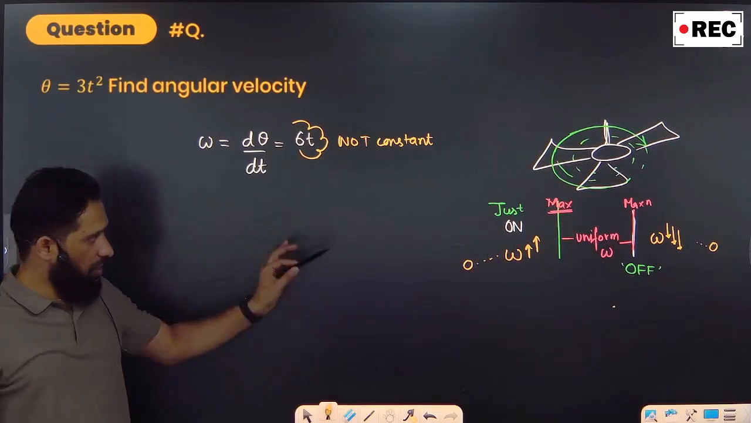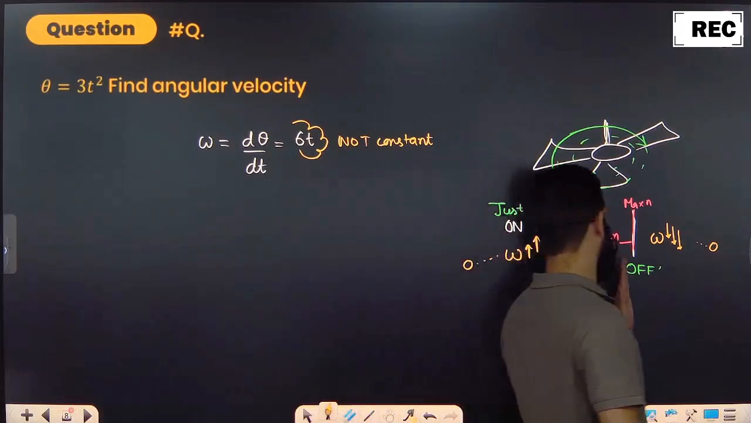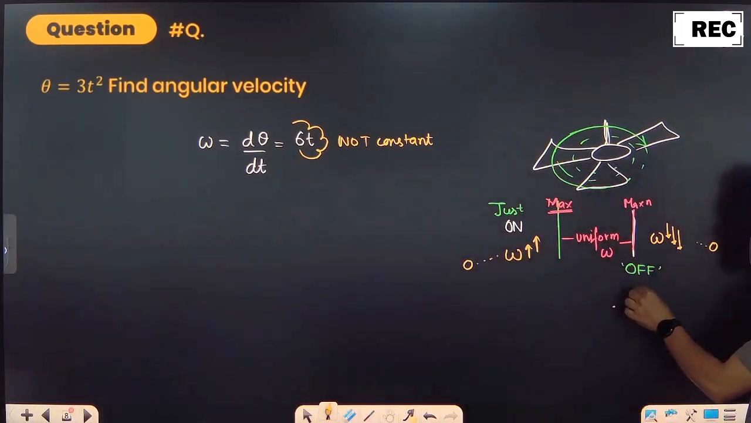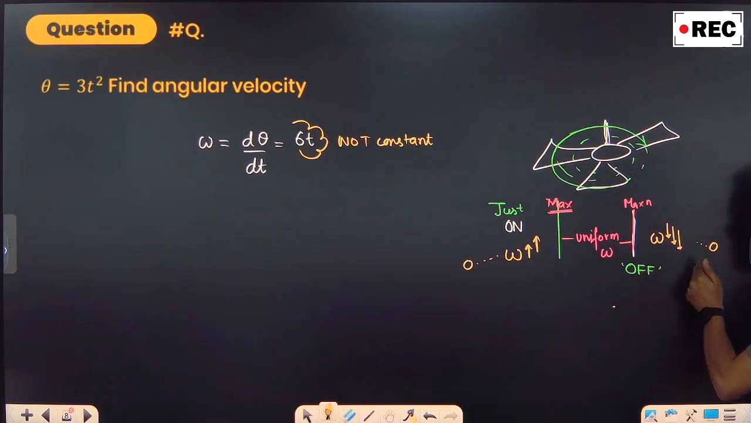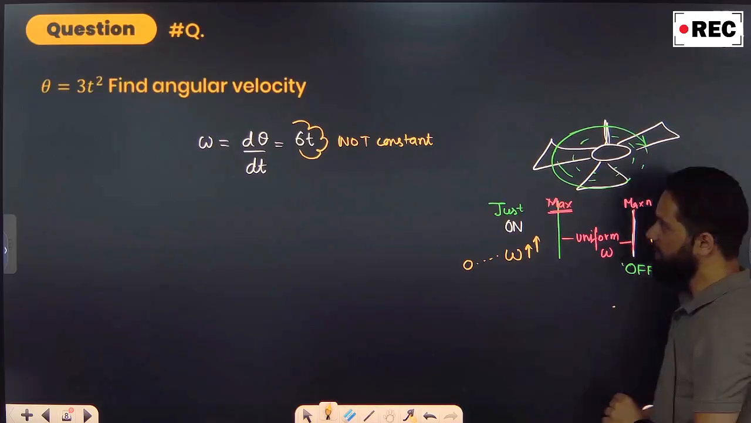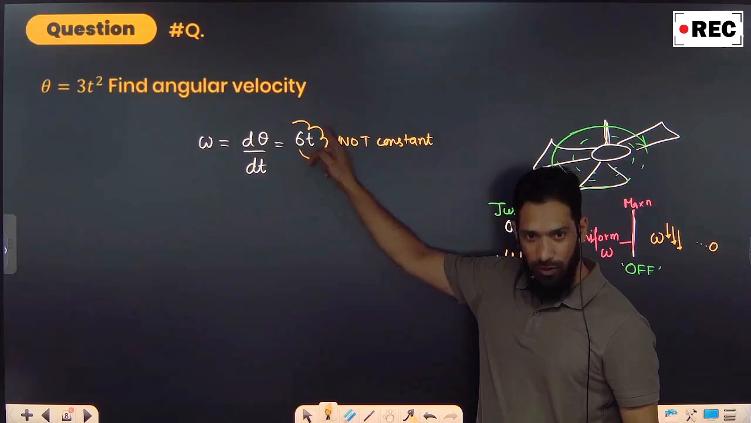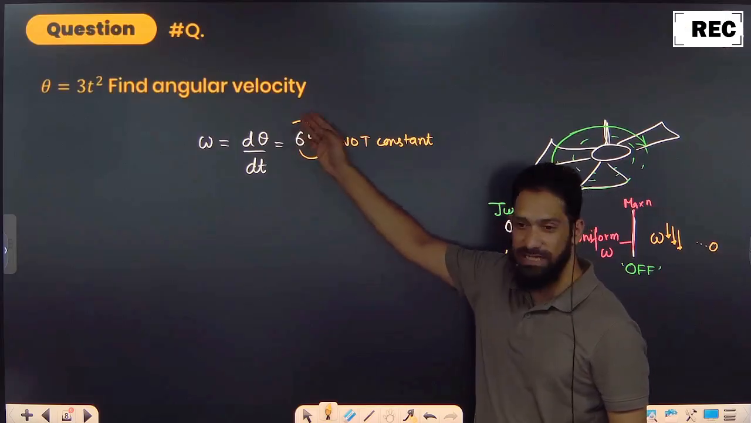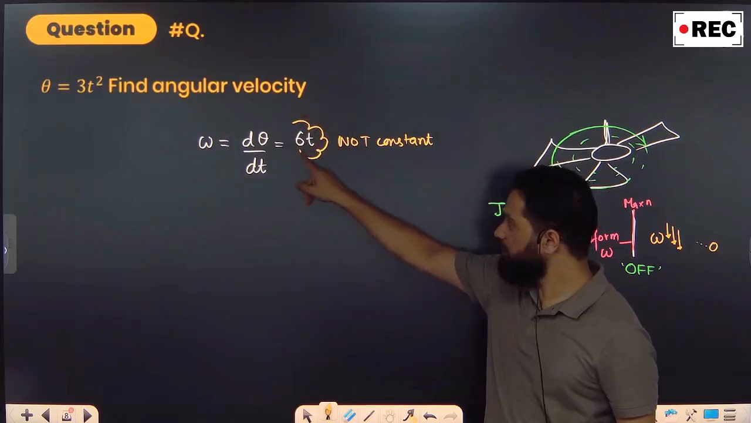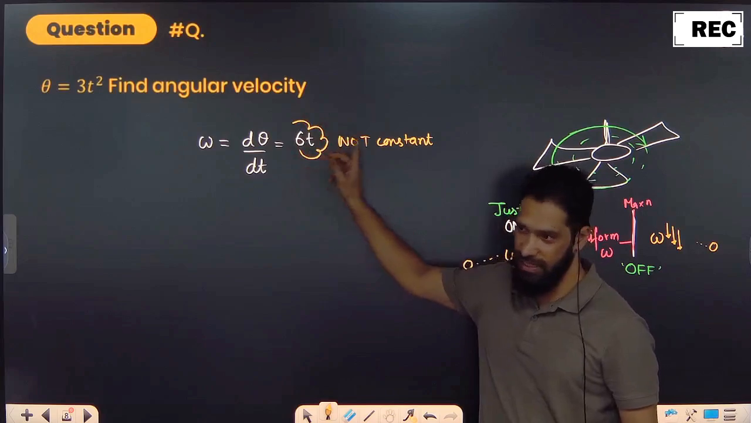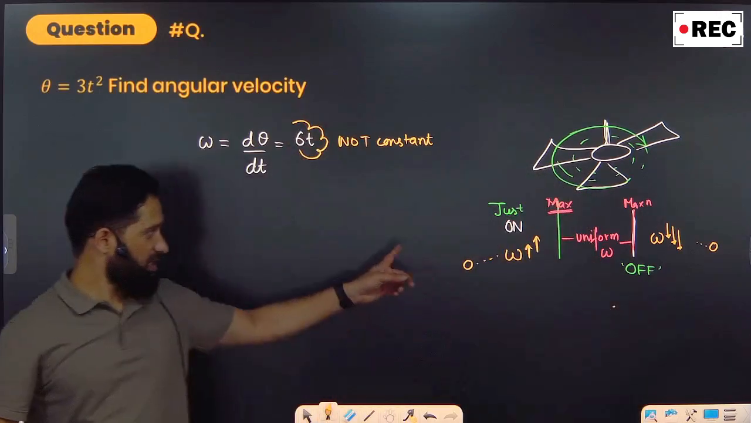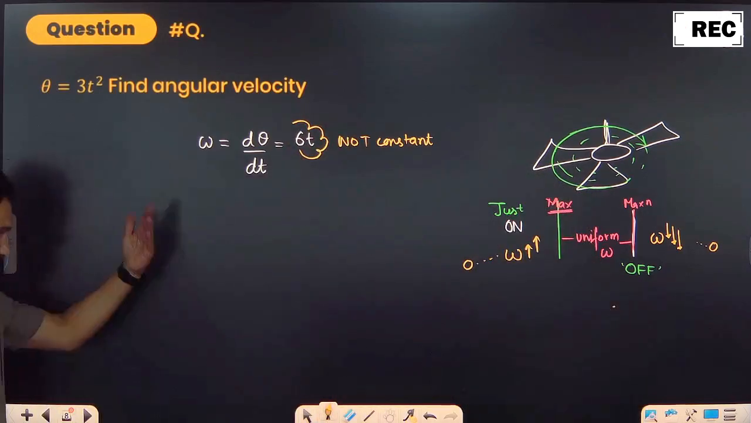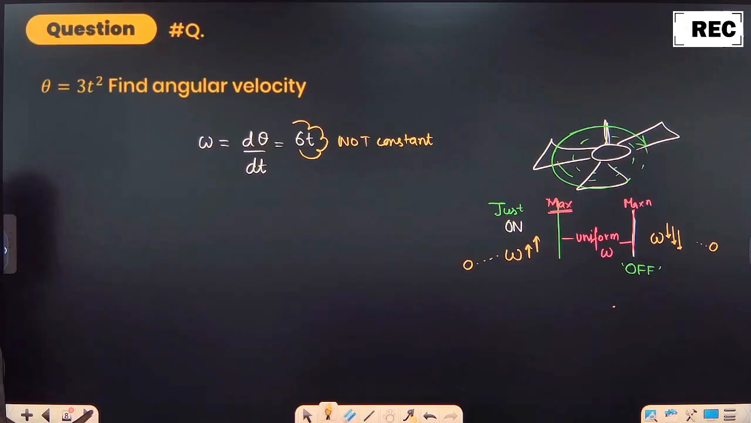See, off means, say for example, this is the time when it begins, when you are observing this fan. So with every passing time, the value of omega should decrease. But with every value of time here, you will see omega is increasing. Can you see the magnitude of omega is increasing? That's why it can't be this one. It is actually this, right? We'll study about the acceleration there, it will be more clear.